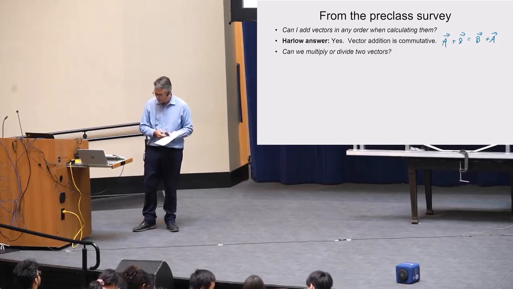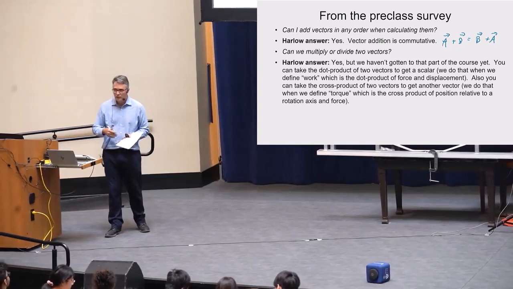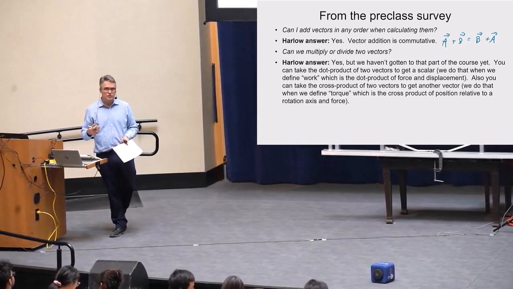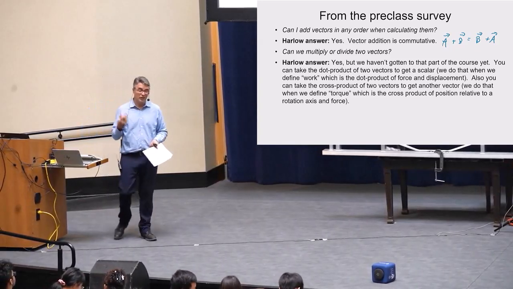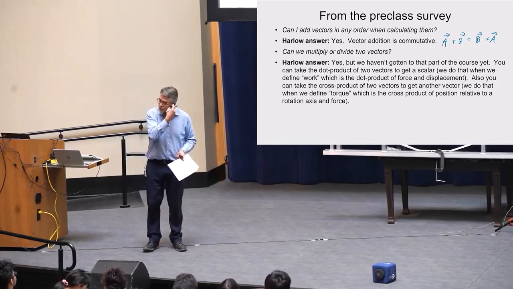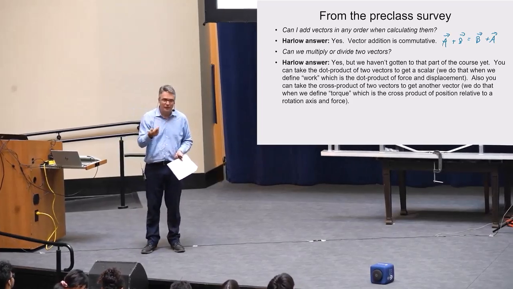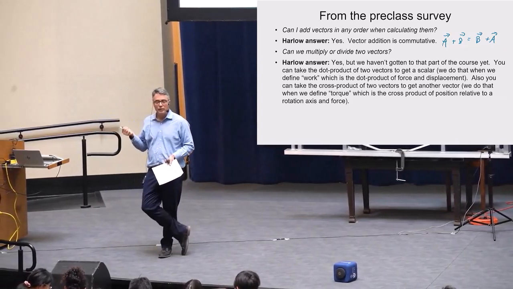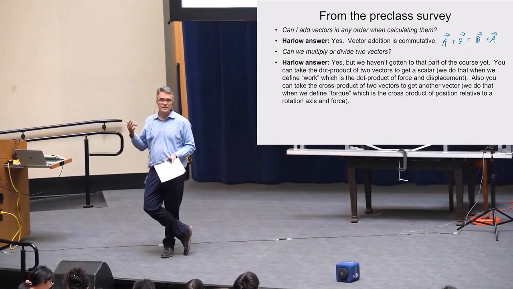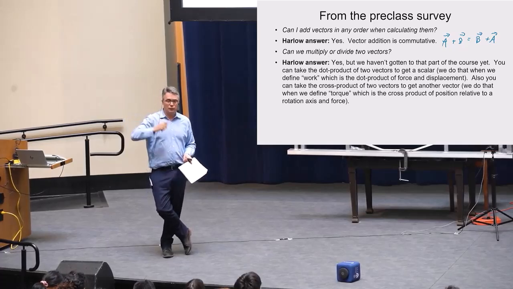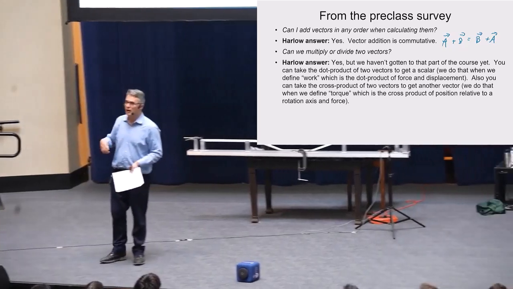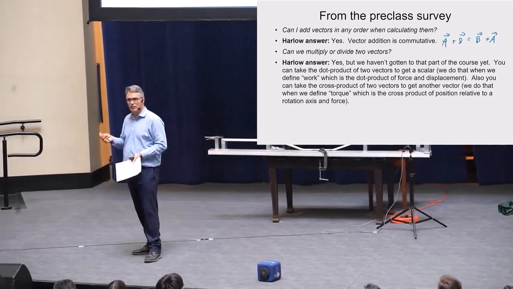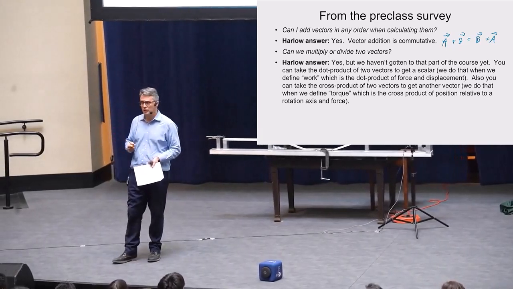Can we multiply or divide 2 vectors? Well, I don't know about divide, but you can certainly do a dot product or a cross product. We don't do this in this chapter, but later on in the semester, when we talk about work, for example, work is the dot product of the force vector times the displacement vector. It turns out to be commutative, and you get a scalar, which is work.